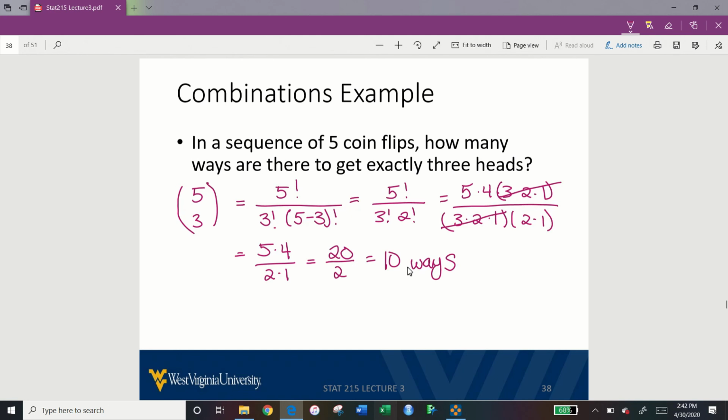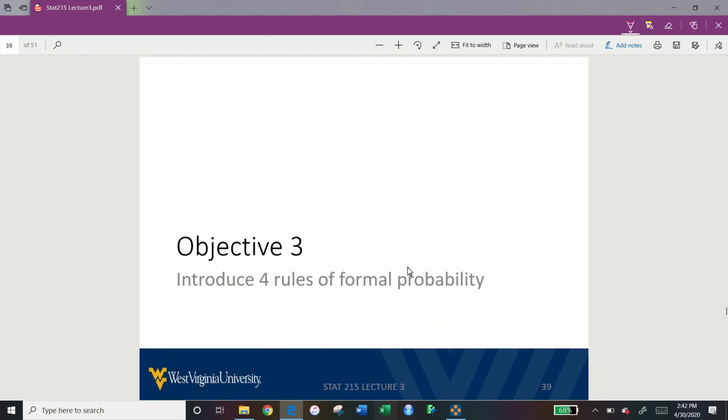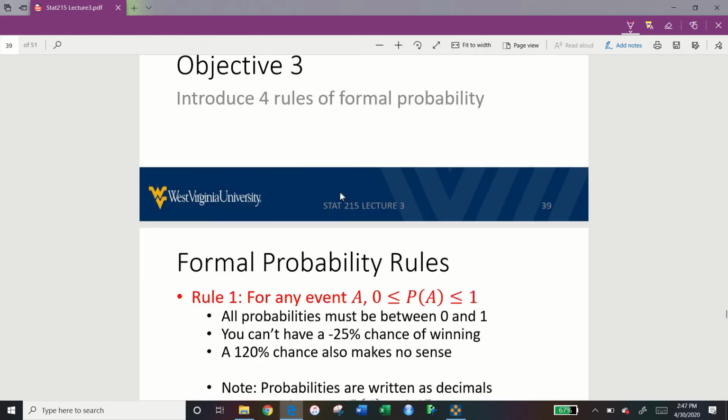Very good. This brings us to the end of Objective 2. Let's move on to Objective 3. For our third objective, we are going to be introduced to the 4 rules of formal probability.